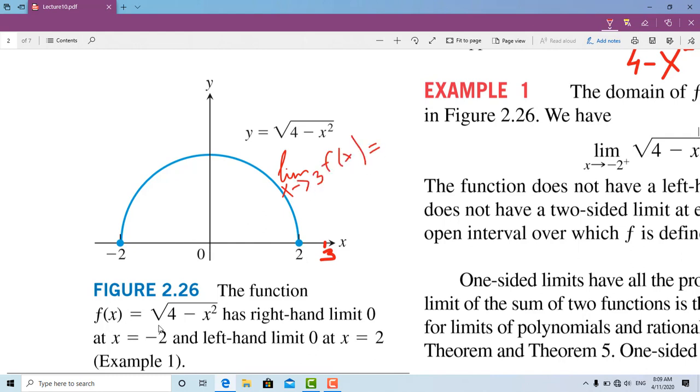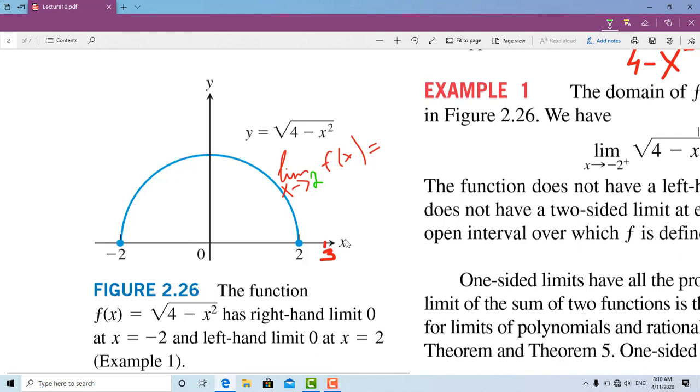f of x is this function, the square root of 4 minus x squared. It is not defined, does not exist, because the number 3 is outside of the domain of this function. But how about the number 2? When x tends to 2 from the left side, the function has values, this blue line, so we can consider it from the left side.